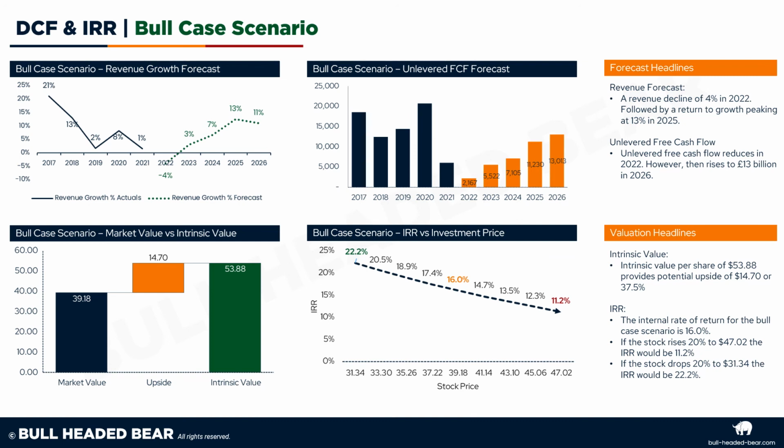Again, sensitivity analysis: if the price increases 20%, the IRR drops to 11.2%, and if the stock price drops 20% to just over $31, the IRR is 22.2%.